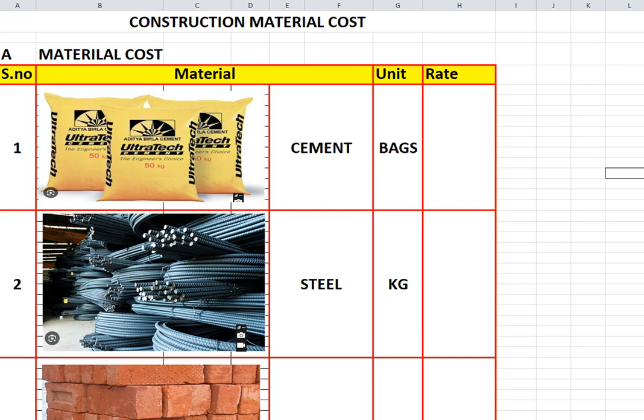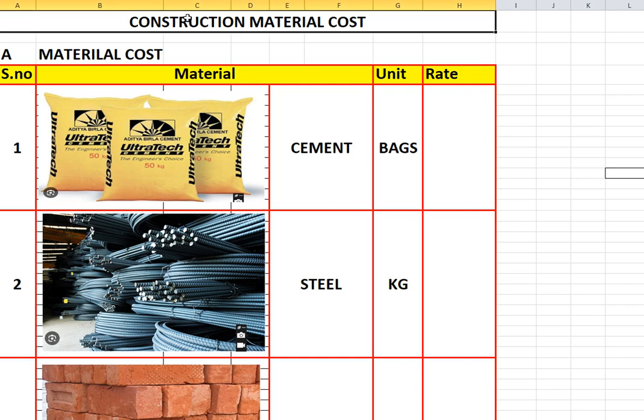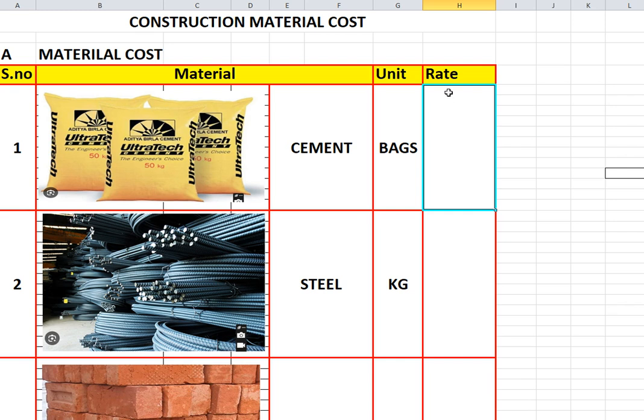Hi everyone. Today I am going to discuss the material cost involved in the construction activities. The material cost is always required for the estimation and costing of the building work. The periodic updates of rates are required due to price variation in the market. Also, the prices vary from place to place and from time to time.